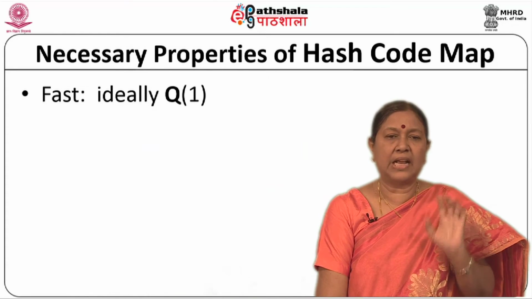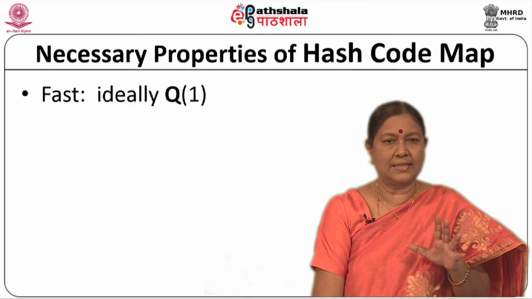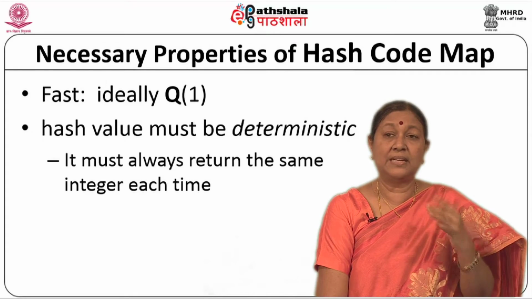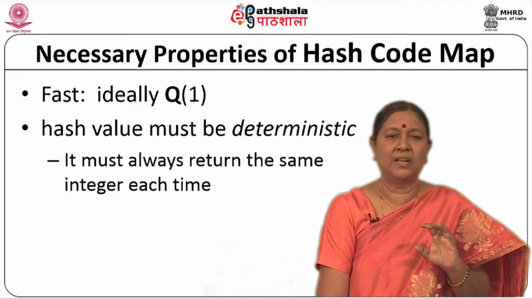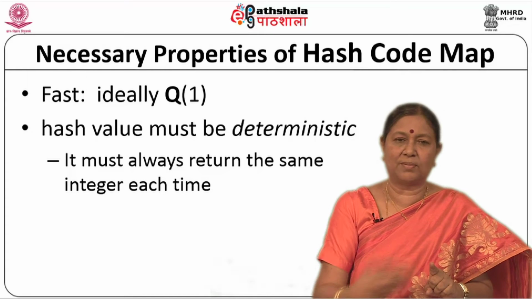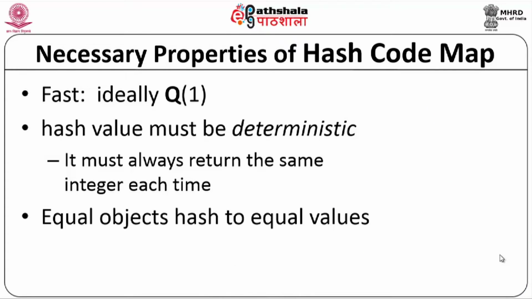Now, remember the hash function consists of two parts, one is the hash code map and the other is the compression map. The hash code map should be fast, ideally of the order of 1 per query. The hash value must be deterministic, that is very important. It must always return the same integer each time, it should not give different values. And if you have equal objects, they should hash to equal values, otherwise the whole setup will not be proper. So, in other words, if x is equal to y, they are the same objects, then h of x should be equal to h of y.